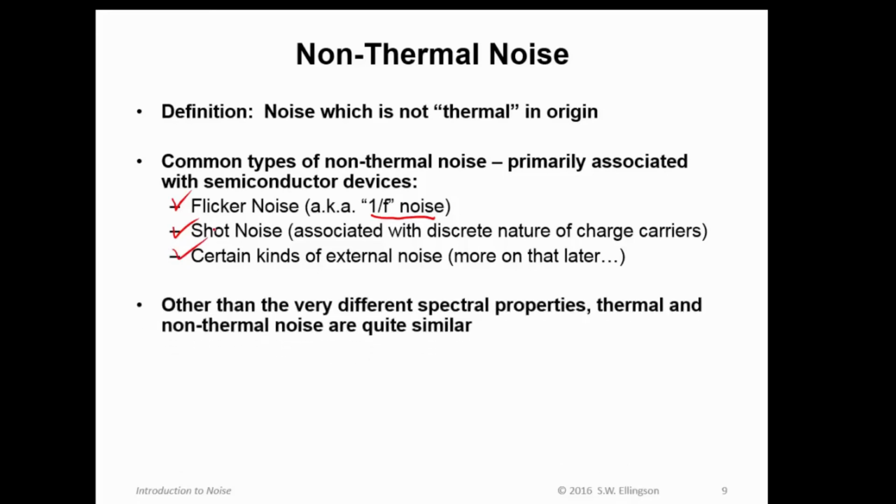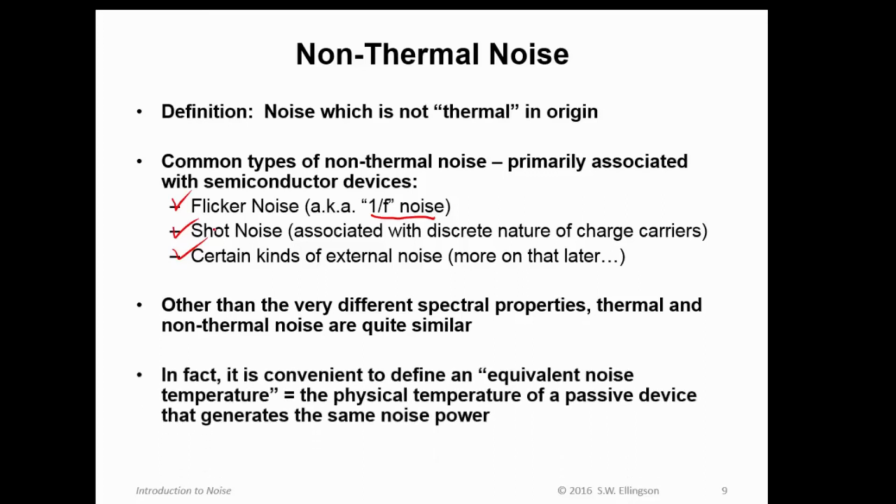Other than the very different spectral properties, thermal noise and non-thermal noise are actually quite similar, and as we're about to show here, we can treat them the same way. We can describe them using the same metrics as long as we're careful. The big difference is that over very large bandwidths, they behave somewhat differently. But over the bandwidths over which we practically operate, the bandwidths of radio systems, for example, the thermal noise and non-thermal noise can be treated in a very similar way.